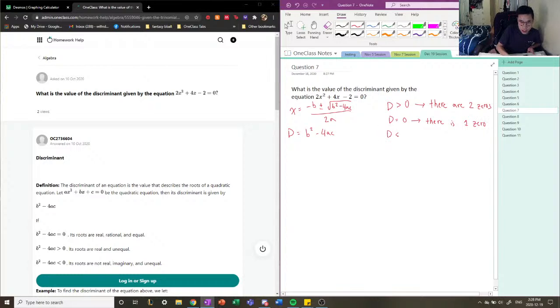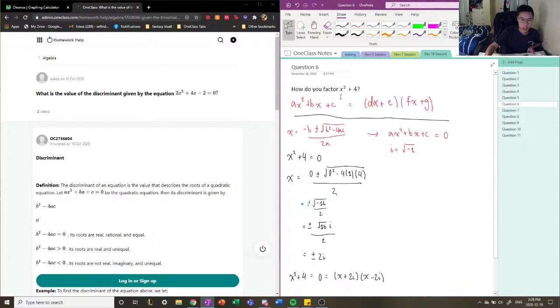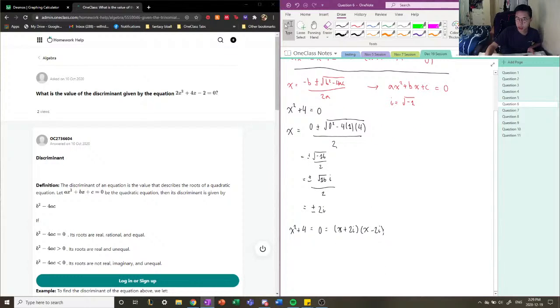And if d is less than 0, we know that there are 2 complex zeros. Okay, so what do I mean by complex zeros? So in our last question, if we were to calculate the discriminant of this, so b squared minus 4ac, we'll get a negative number, right? So negative 4 times 1 times 4 is negative 16, as you see here. And because of that, we figured out that we have 2 complex solutions, or zeros.